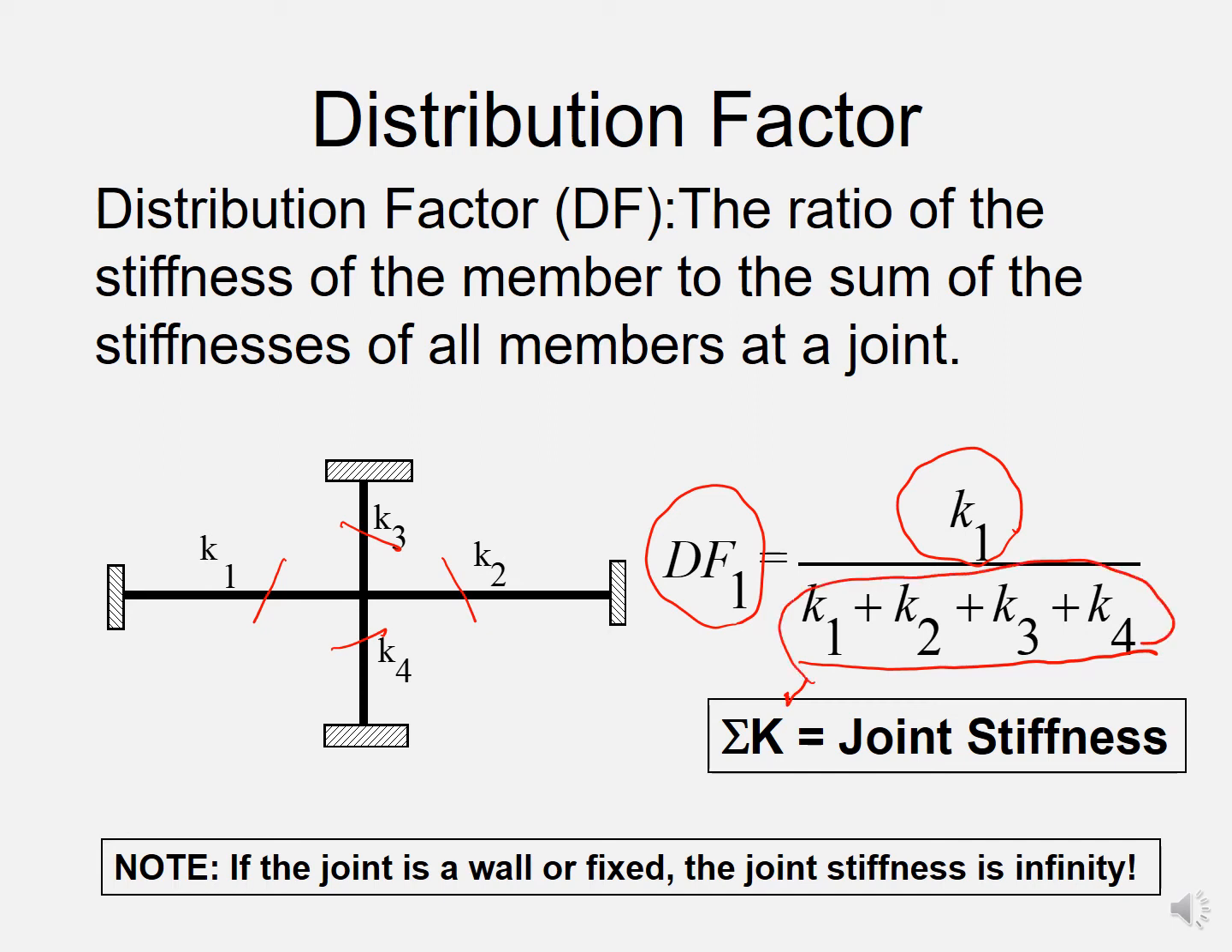There is a special case when the joint is a wall or fixed support. The joint stiffness is equal to infinity because at the fixed support, rotation is equal to 0.